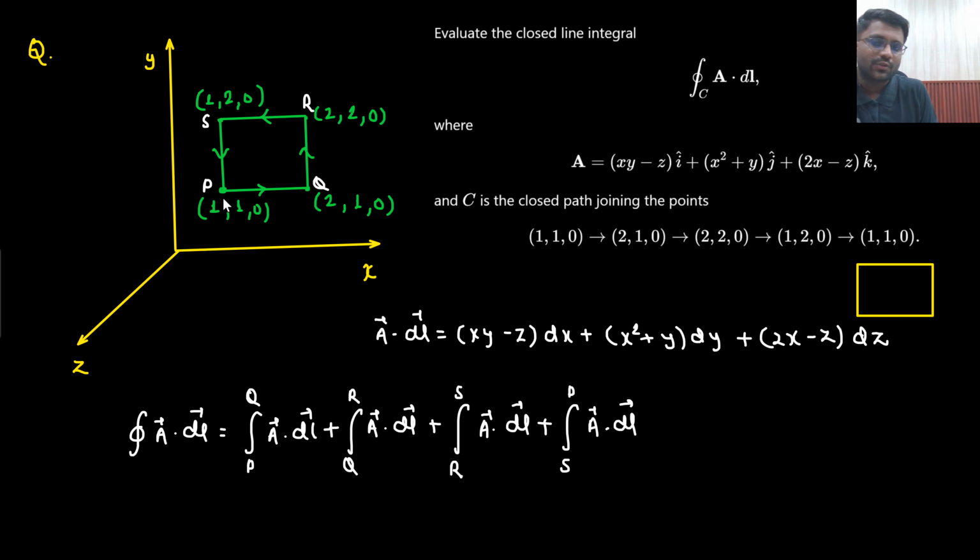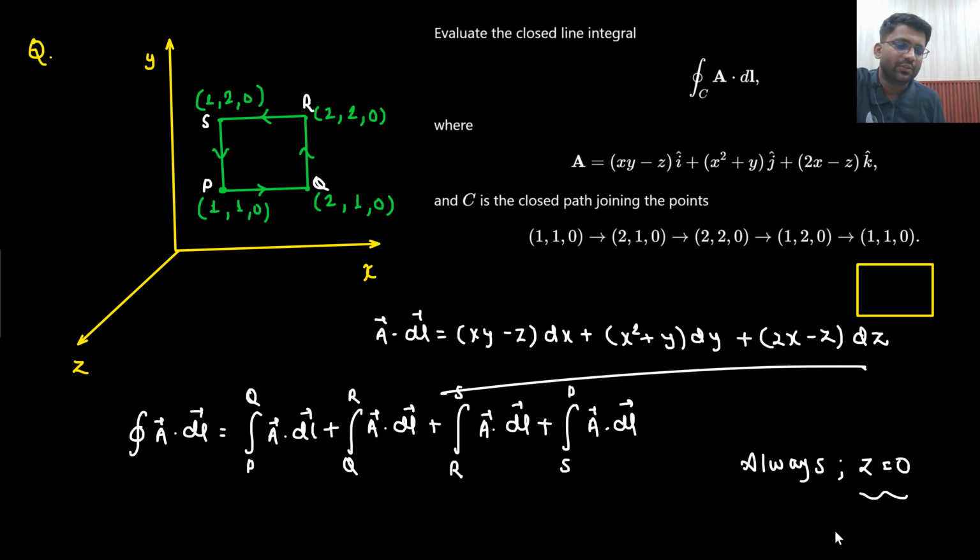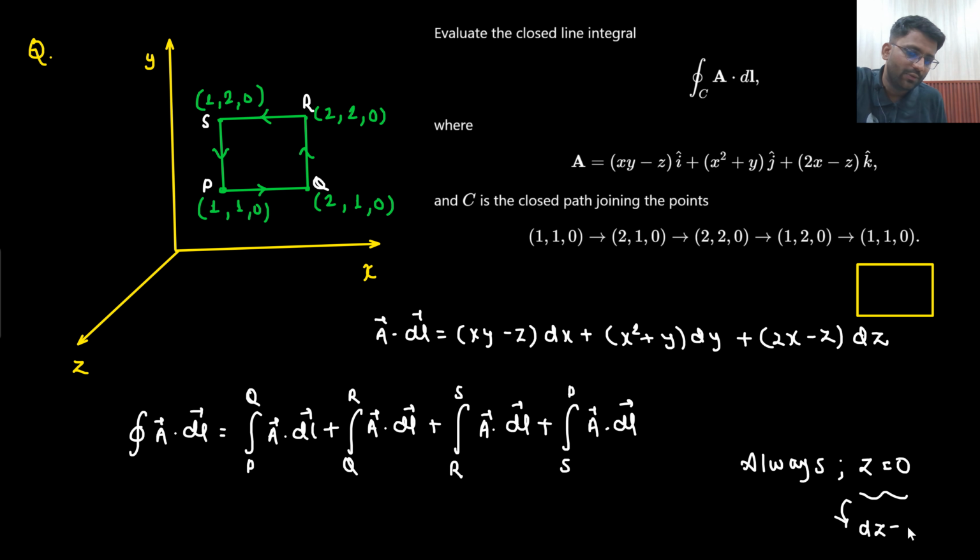So P to Q, I need to move from 1, 1, 0 to 2, 1, 0. So what is changing? Only x is changing. Y and Z are constant. Y is constant at 1, Z is constant at 0. In the whole scenario, Z is always 0, because everything is happening on the xy plane. So everywhere you can put Z equals 0. If Z is always 0, that means dz would also be 0 only.